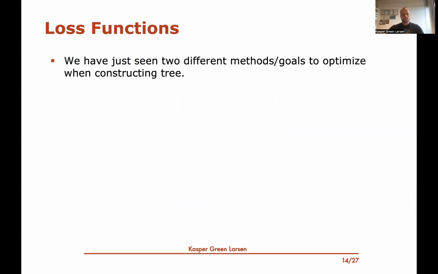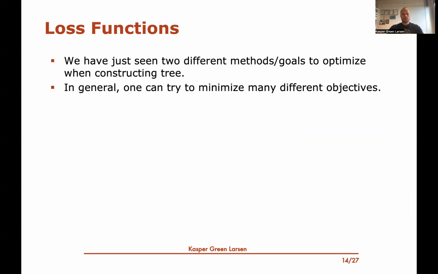Right, so what we just saw was that there were actually 2 different ways of trying to build this tree. One of them was that we tried to get a good accuracy, and the other one was we tried to minimize the entropy of the resulting tree. And in general, it's not necessarily constrained to just these 2 things you could try to optimize when you're training a machine learning model. In general, there could be many different objectives that you would like to minimize. So let's try to look at an example that kind of motivates what we call loss functions.